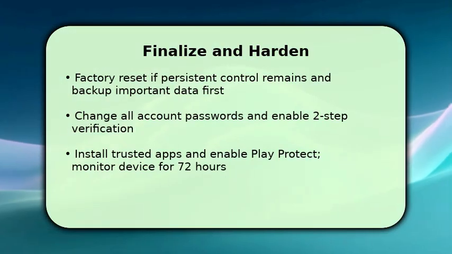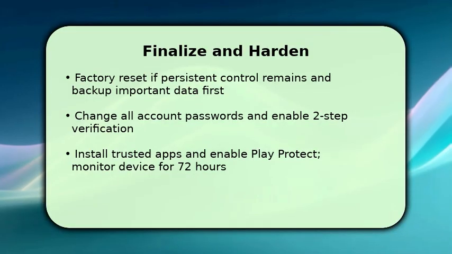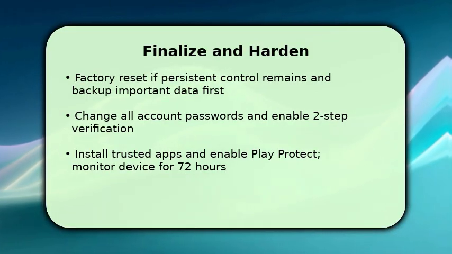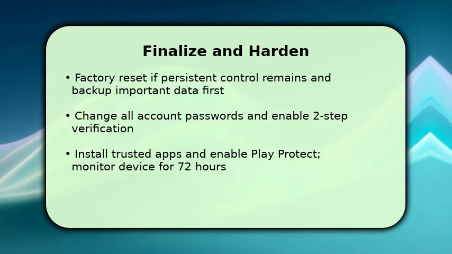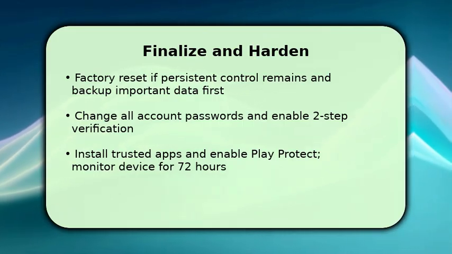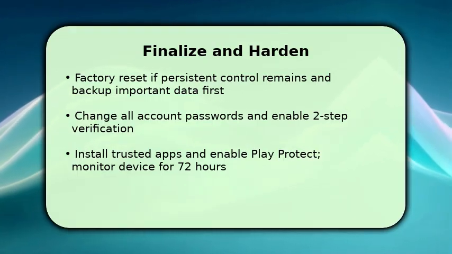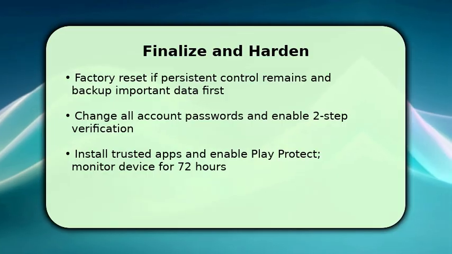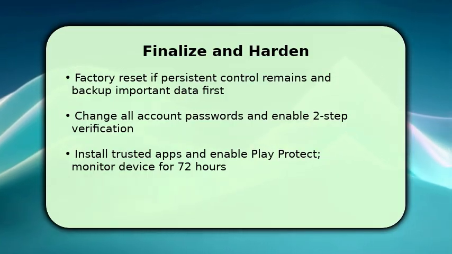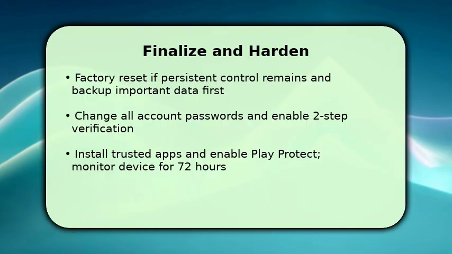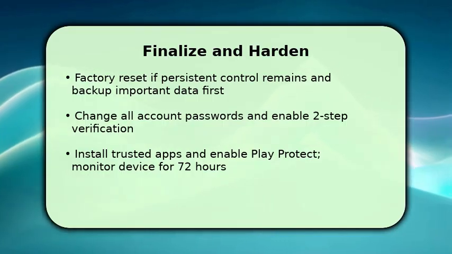Finish by ensuring persistence is gone and hardening the device. If you still see signs of compromise, back up personal files and perform a factory reset. This reliably removes persistent rootkits or device owners. After reset, change passwords for Google and other linked accounts and enable two-step verification to prevent reauthorization. Reinstall apps only from trusted sources and enable Play Protect.